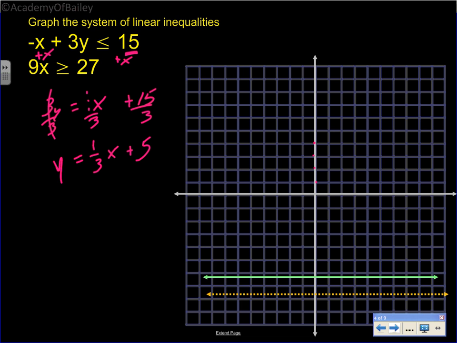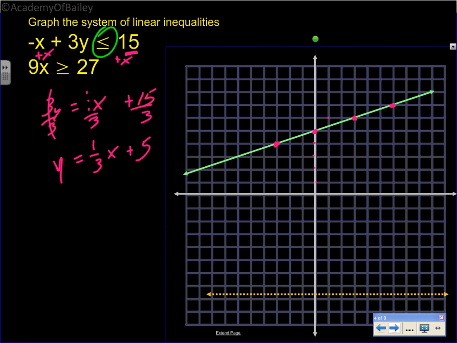Y-intercept is at 5, and the slope is 1/3. That means up 1 to the right 3, or down 1 to the left 3. And let's go ahead and graph it. Is it going to be a solid or a dashed line? It says or equal to, so it's going to be a solid line. And that's what we have.